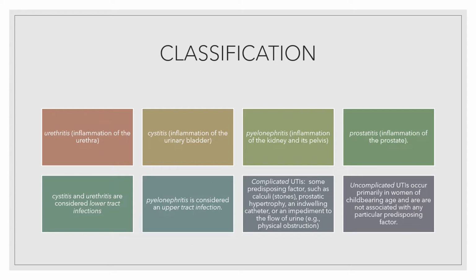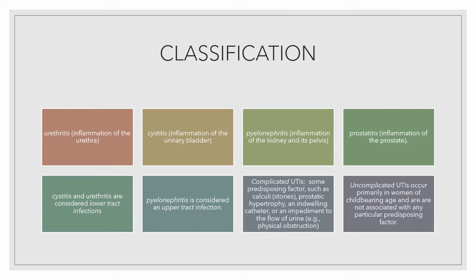UTIs may be classified according to their location in either the lower urinary tract, such as the bladder or urethra, or the upper urinary tract. So urethritis and cystitis are considered lower tract infections, while pyelonephritis is considered an upper tract infection.